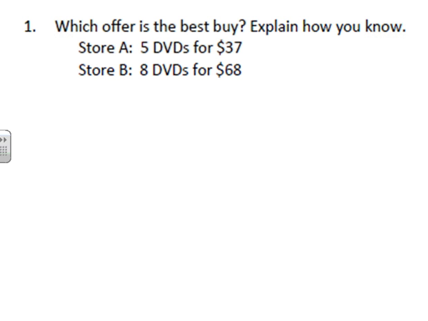Which offer is the best buy? Store A, which offers 5 DVDs for $37, or Store B, which offers 8 DVDs for $68. On this one, it might be best to calculate a unit rate. And a unit rate is going to tell you the cost of one DVD at each of the two stores.